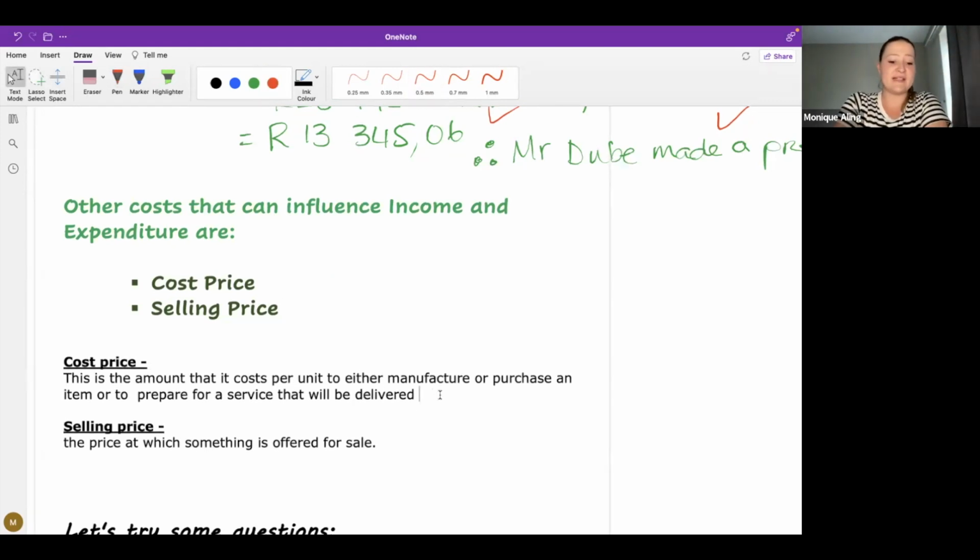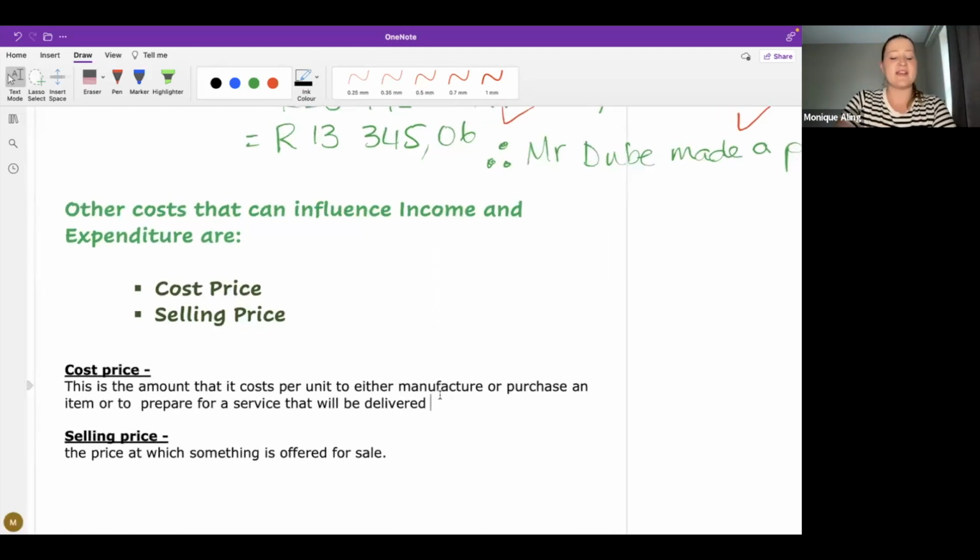And then selling price is the price at which something is offered for sale. So cost price is how much it costs you to make your product that you want to sell, or how much it costs you to produce that service. So how much does it cost you to provide something to the customer? Selling price is how much you're going to sell it to the customer for, how much you want to make for that product in simple terms.